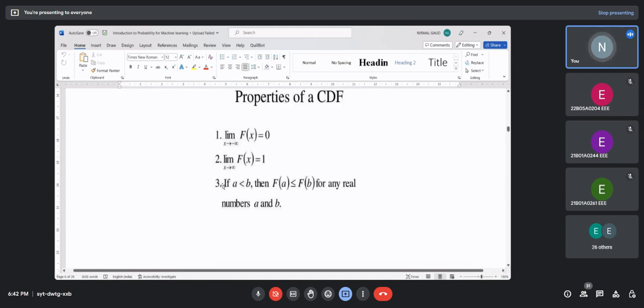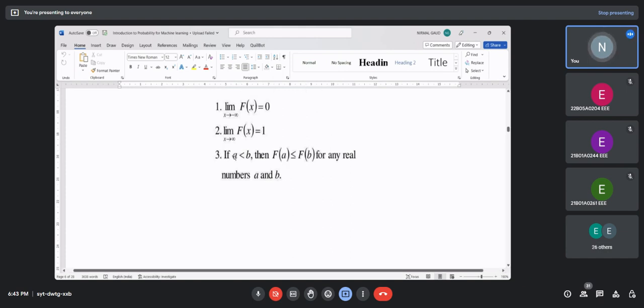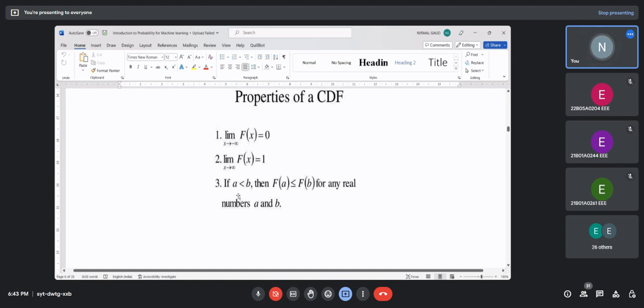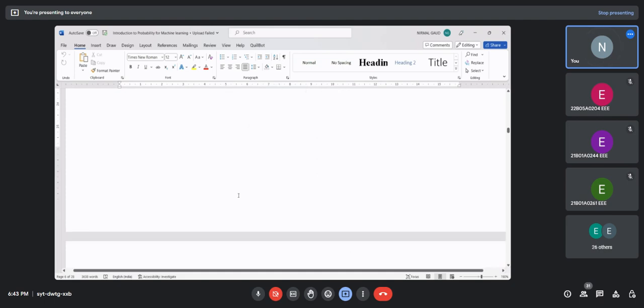Okay, and we have also seen various properties of CDF. That means if you take the limit of F(x) as x goes to minus infinity, it's 0. If you take the limit of F(x) as x goes to plus infinity, I'm going to say it's 1. Okay, and for the intermediate values between a and b, this is the relationship: F(a) is less than or equal to F(b), for two different values a and b, where a is less than b. These are a few properties of CDF.